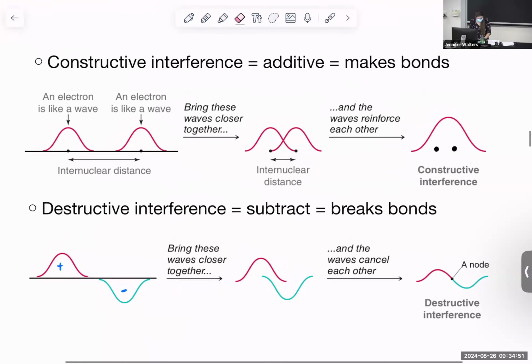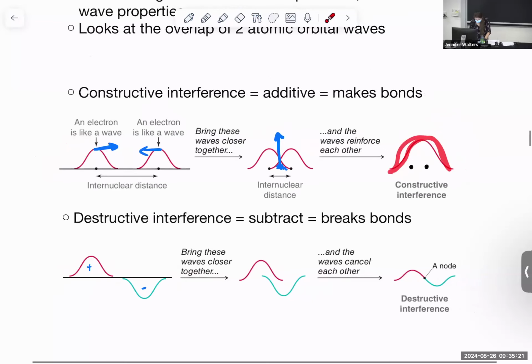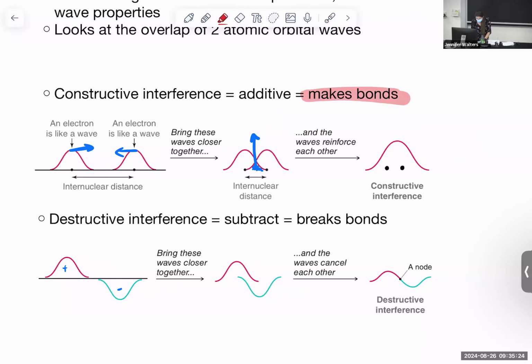When we look at constructive interference, if I have this wave moving to the right and the one on the right moving to the left, they have the same amplitude, meaning they're pointing in the same direction. They come together, I get this overlap. This pushes out, because you can't have two things existing in the same place at the same time. So the waves add together and it bubbles out to get this tall crest. This is what makes bonds, having that constructive interference.